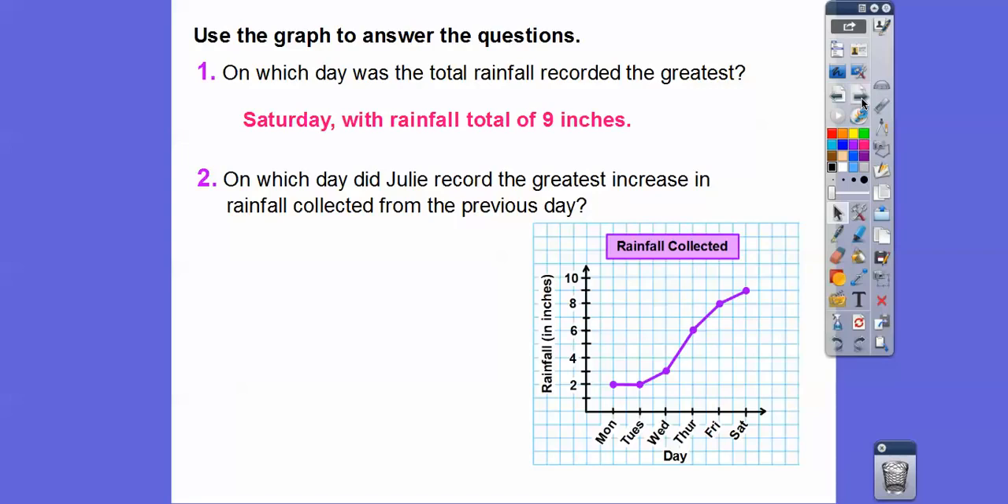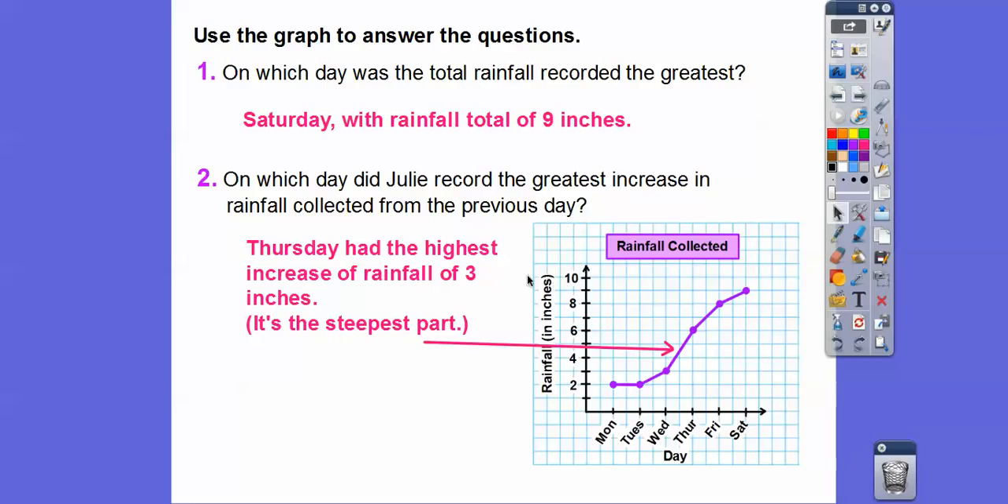Okay, number 2. On which day did Julie record the greatest increase of rainfall from the previous day? Okay, so the greatest increase is when it has the steepest slope. So right here it looks like it goes up steeper right there. So on which day did it record the greatest increase in rainfall? Okay, Thursday had the greatest increase because on Wednesday it was at 3 inches and it jumped all the way up to 6 inches on Thursday. So Thursday it rained a lot, so it jumped up there. It's the steepest part of the graph right there.